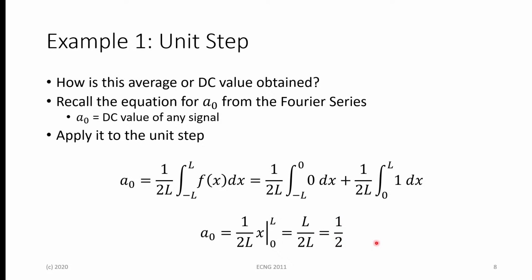So when you apply this for the evaluation of the average or DC value, just remember that the L values will just cancel out each other, so you can use the L components as they are when evaluating this in the A0 formula here.